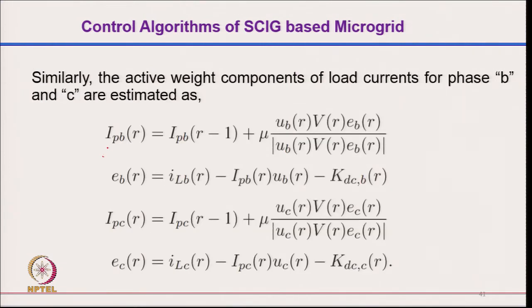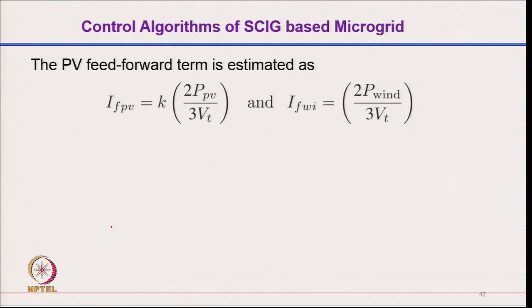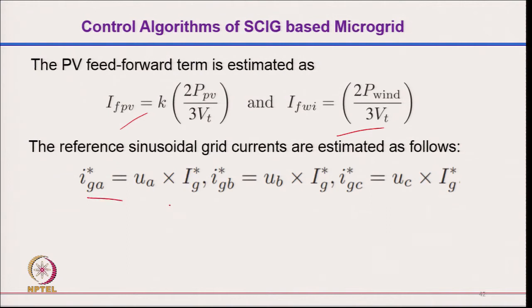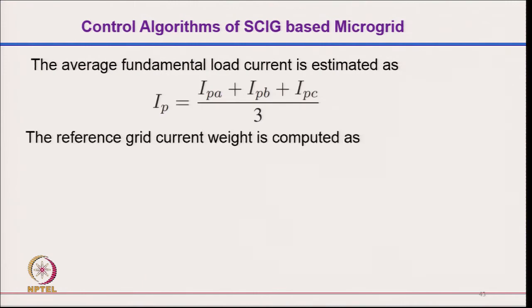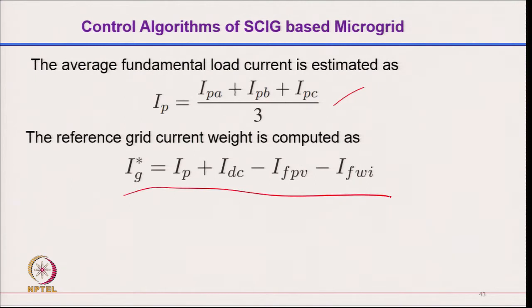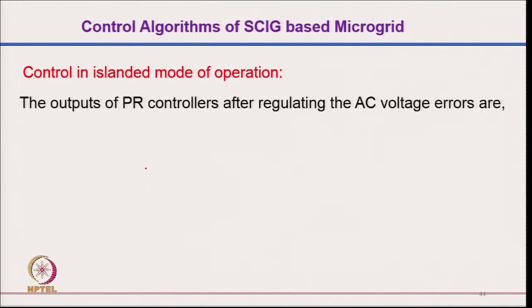and of course, the constant which you use in this algorithm comes from this algorithm. These are for the A, B and C phases, and you are able to take the feed forward term for solar and the feed forward term from the wind, and you get a reference grid current from this relation of the template and the amplitude of the grid current. So, you have the load current average, and the reference grid current, where you have the positive sequence of load current, then the DC link voltage control output, which accounts for the losses, then the PV feed forward term, and the feed forward term of the wind generation. So, you get the amplitude of grid current from which you have calculated the reference current.